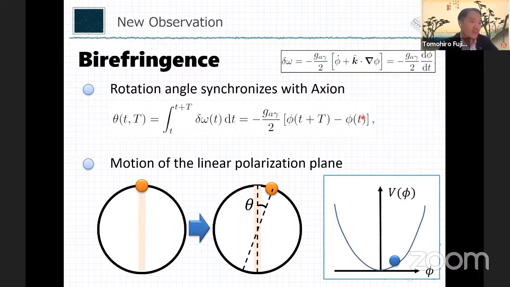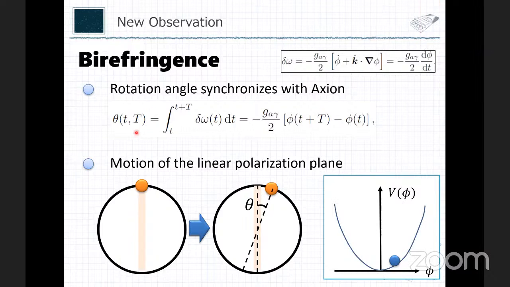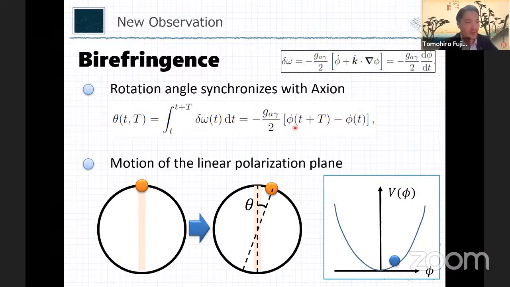Here I should plug in: the rotation angle actually depends on the axion field value at the emission point and the detection point, or observation point. If the distance between observation point and emission point is larger than the coherent length of axion inside the galaxy, then this theta and this theta oscillate in different phases. My observational target is inside our galaxy, so it's not so far away, but anyway the distance is larger than the coherent patch.